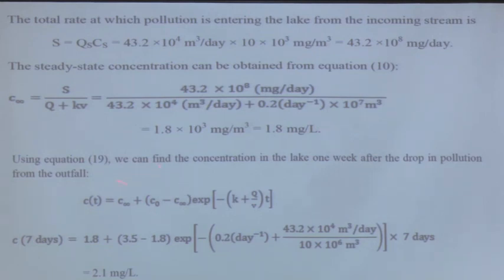Using equation 19, we can find the concentration in the lake 1 week after the drop in pollution from the outfall, that is Ct is equal to C infinity plus that equation. So, here I can calculate C at 7 days, which we want to know. You put in the values, and based on that you get a value of 2.1 mg per liter. This is how we can calculate this.